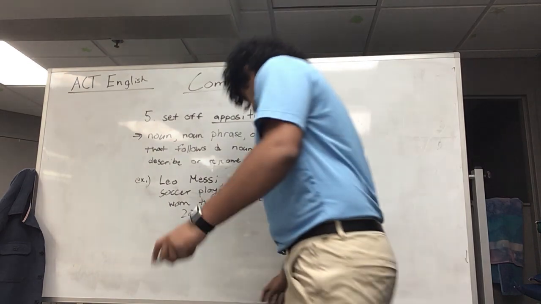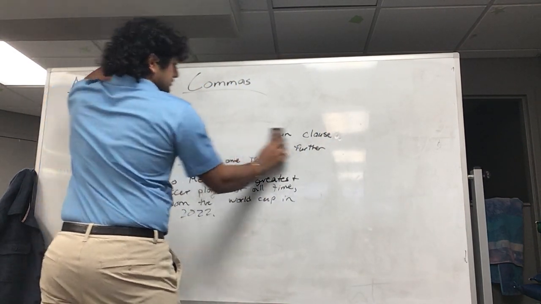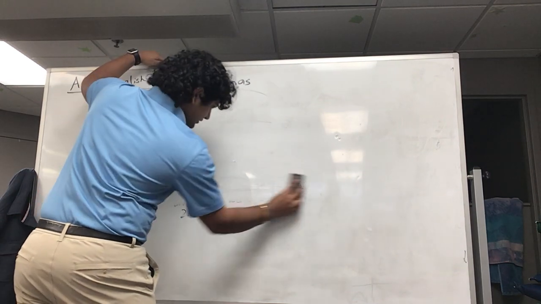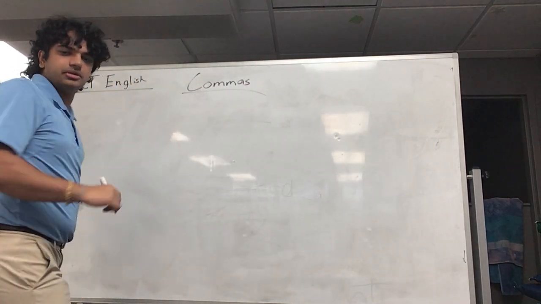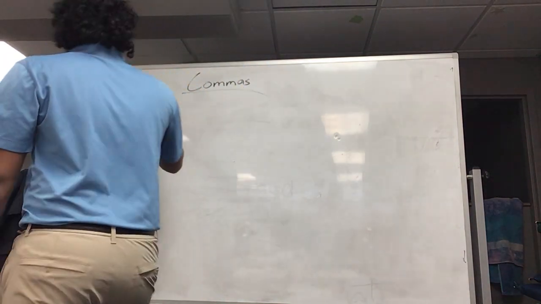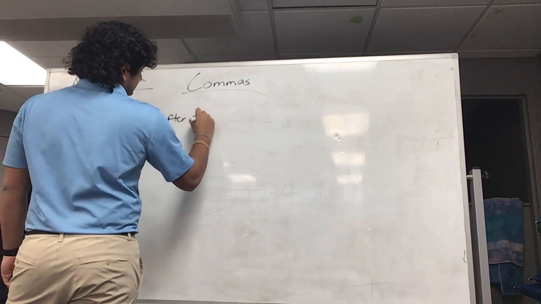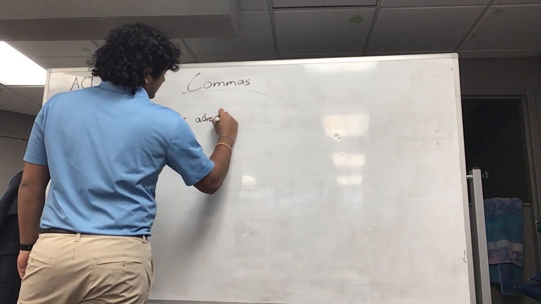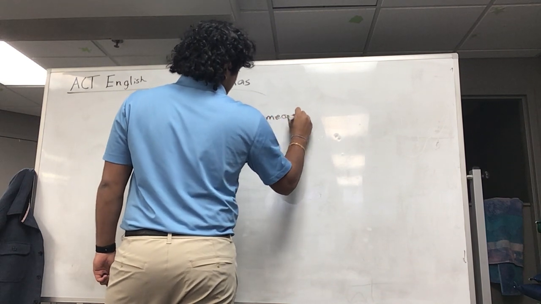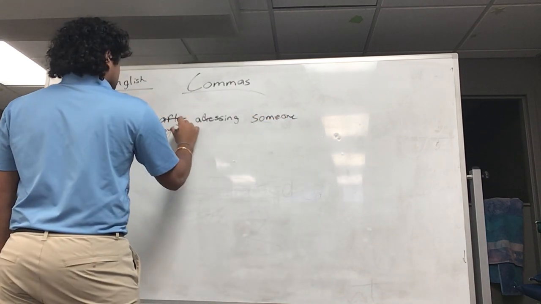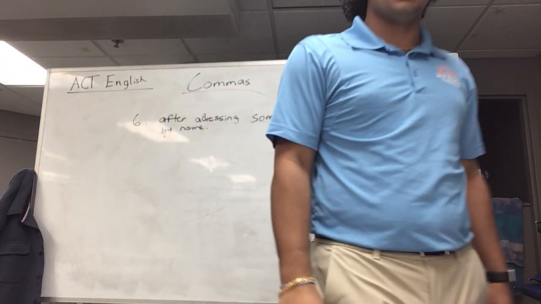Cool. Awesome. All right. Let's get to the next one here. Okay, you're going to use a comma. Are we on 6? Yeah. A comma goes after addressing someone by name. So anytime you address someone by name, you're going to use a comma.